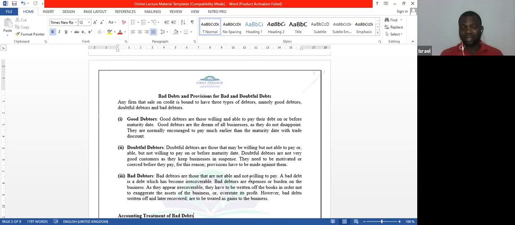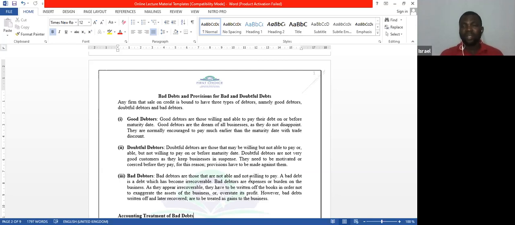Another point we need to know about good debtors is that there is 100% assurance that the collectible money will be collected 100%. For good debtors, there's assurance that the total amount of money that's expected from them will be collected.